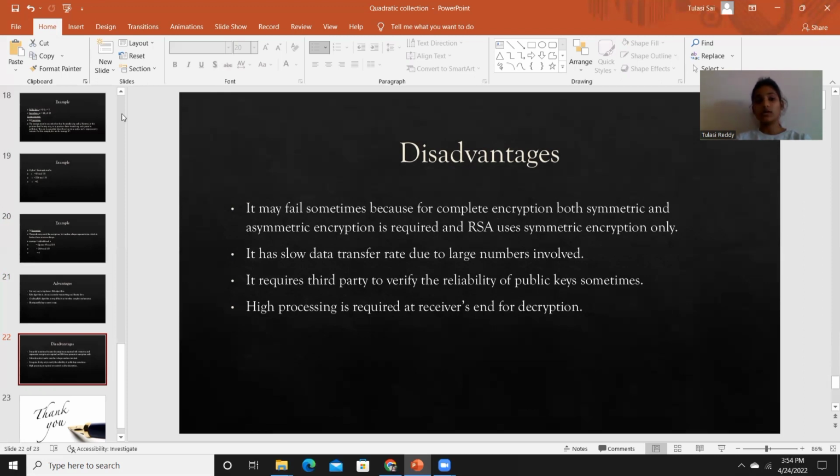So in the presentation which I have given, I have covered the advantages and disadvantages and the steps involved in the RSA algorithm, as well as the explanation of the problem.